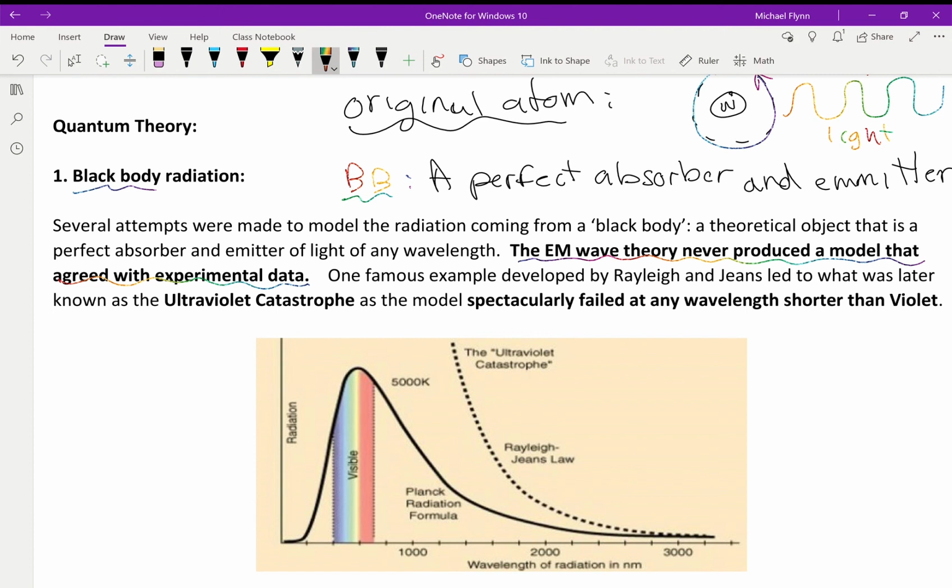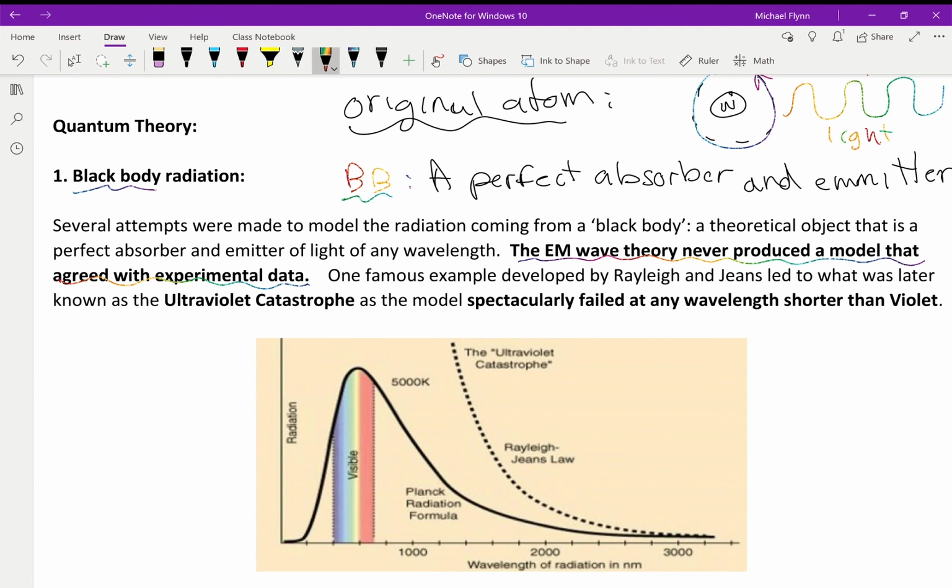You turn on a light bulb, what kind of radiation should come from the light bulb? Well, the wave model should be able to predict what kind of radiation will come from something like a light bulb at whatever given temperature of the filament in the light bulb. And the thing is, when you use the wave model to try to predict what radiation comes from the sun or a light bulb or the fire or whatever, it fails every single time.